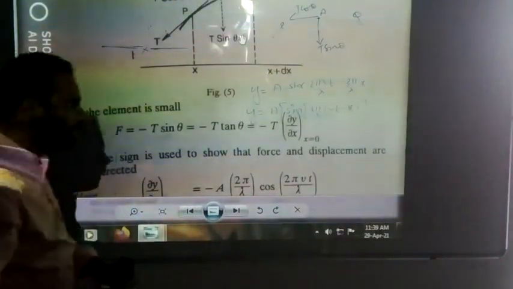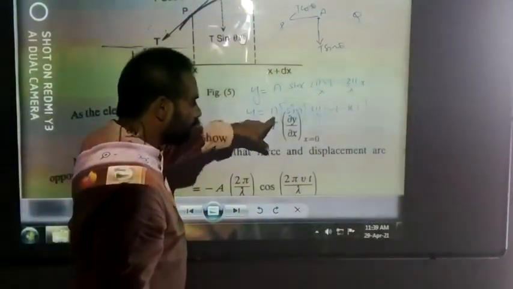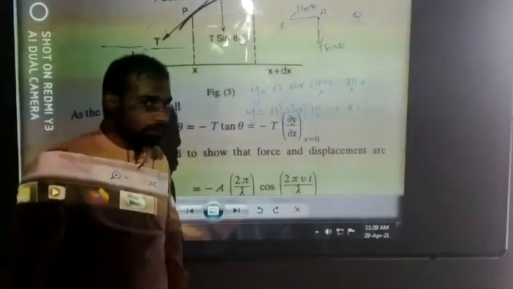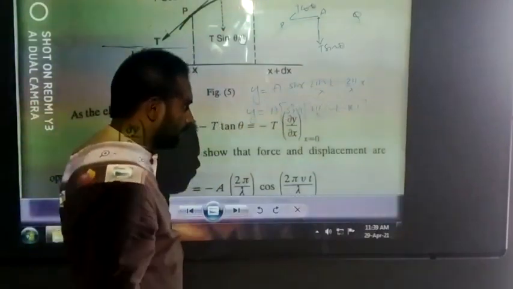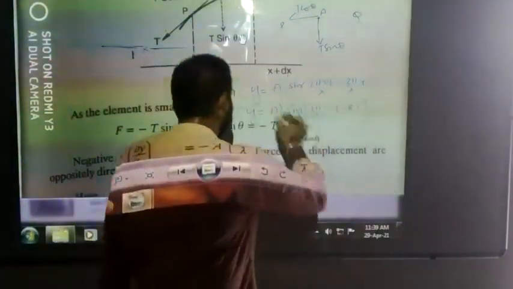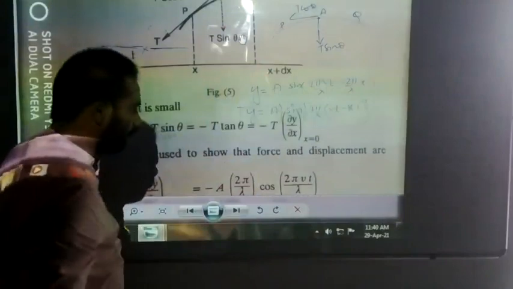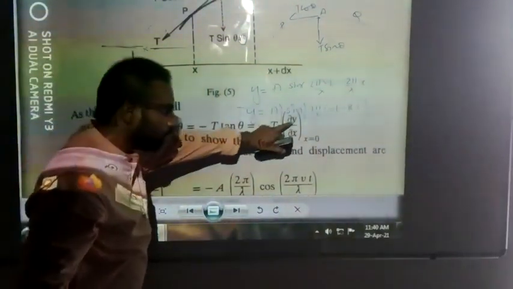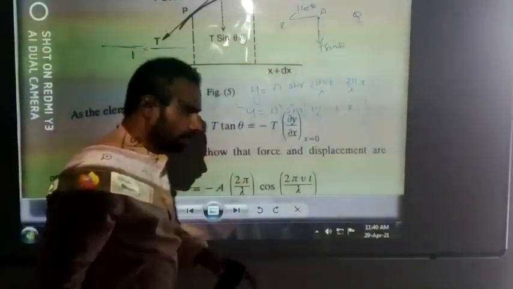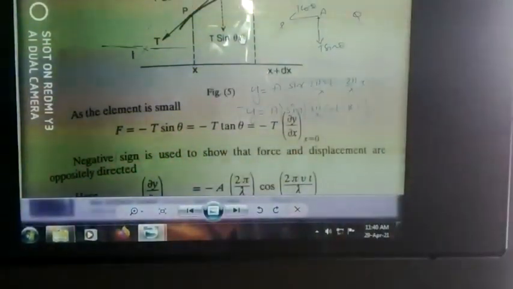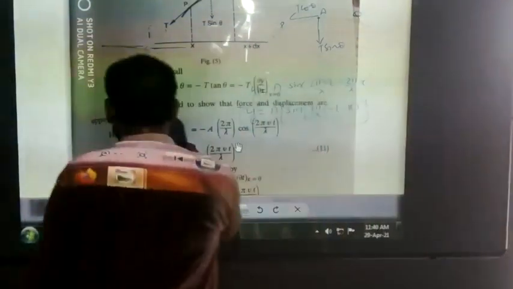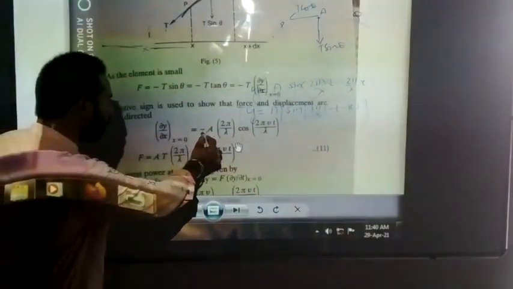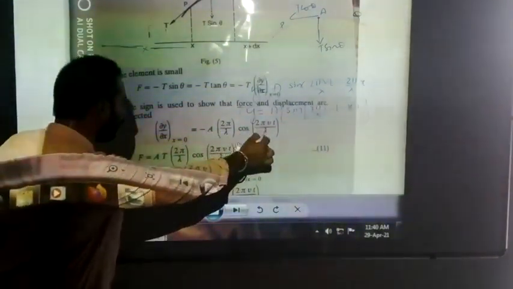This is the solution of the transverse wave in a string: y = a sin (2π/λ)(vt − x). Here y is whatever displacement we have along the y direction. Now what is the slope, ∂y/∂x? If we differentiate this equation with respect to x, ∂y/∂x at x = 0 is how much? Minus a 2π/λ cos 2πvt/λ.